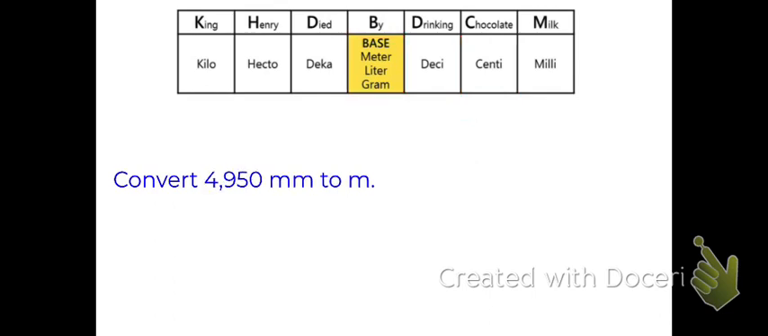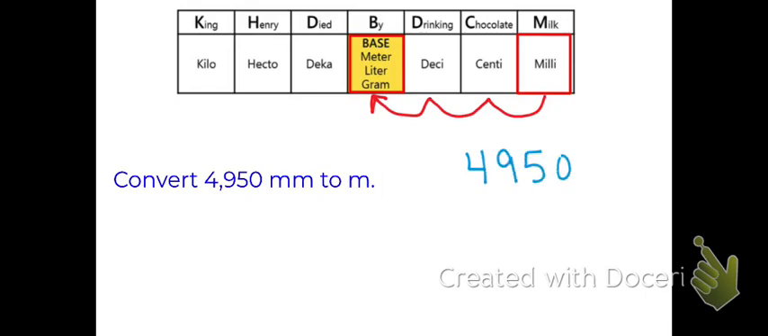Here we're asked to change millimeters to meters. Again, meters is one of the base units. So here we are moving 1, 2, 3 boxes to the left. We're getting bigger, so that means we are going to divide our number by 10 3 times. Again, another way to think of that, dividing by 10, is moving the decimal point over one place for each time you're dividing by 10.